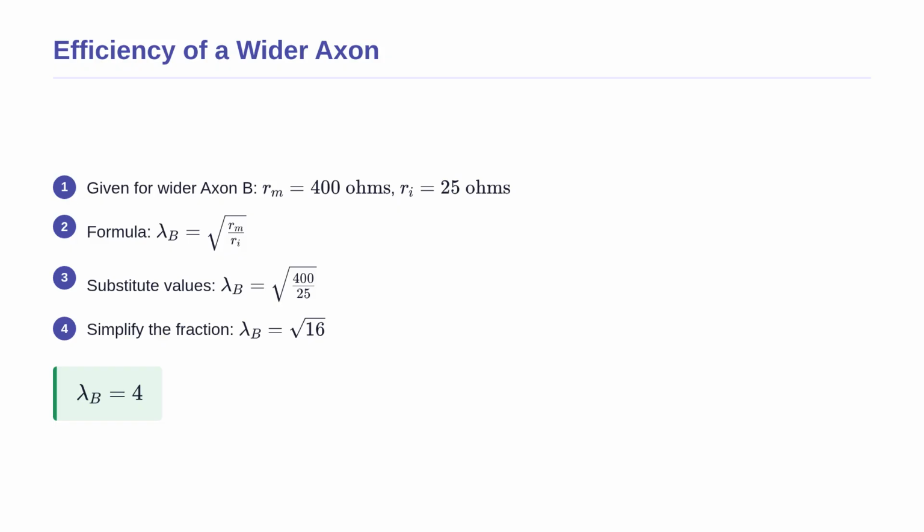We substitute 400 for the membrane resistance and 25 for the new internal resistance. Dividing 400 by 25 yields 16 under the square root. Taking the square root gives us a final length constant of 4. This higher value physically means the signal can travel much further down the axon before it needs to be regenerated.